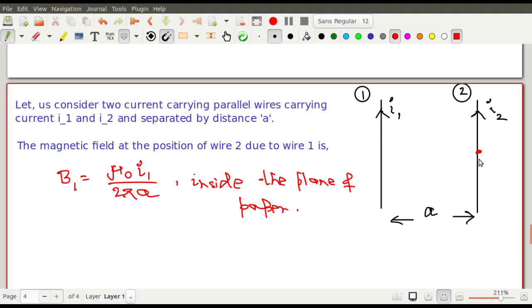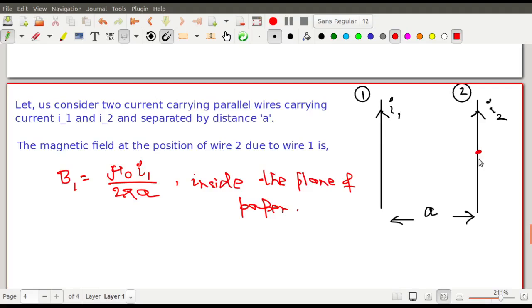Your fingers and the nails should be in the direction of the current. Do it. Then the right hand should be folded naturally towards the point at which you have to calculate the magnetic field. In which direction does the right hand fold naturally? Towards the point where you have to find the magnetic field, that is, the red dot. In this case you cannot fold it, because the right hand is folding towards the left. The right hand always folds towards the left.